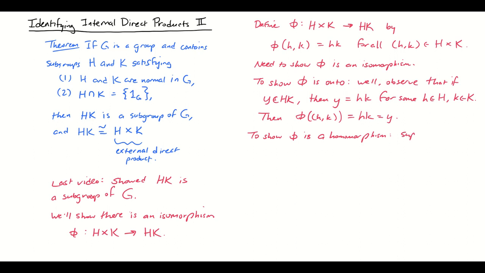Well, let's suppose that we have two elements of H cross K, (h1, k1) and (h2, k2). And we need to show, as always, that phi of (h1, k1) times (h2, k2) equals phi of (h1, k1) times phi of (h2, k2). I feel like I should write that down.